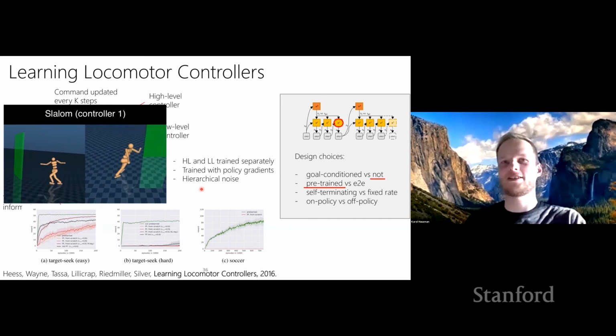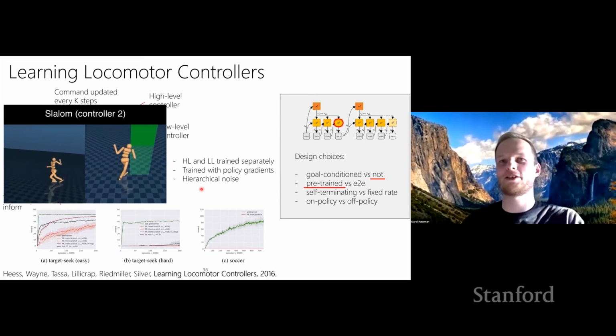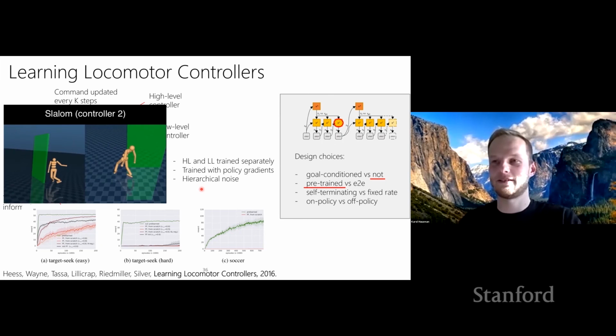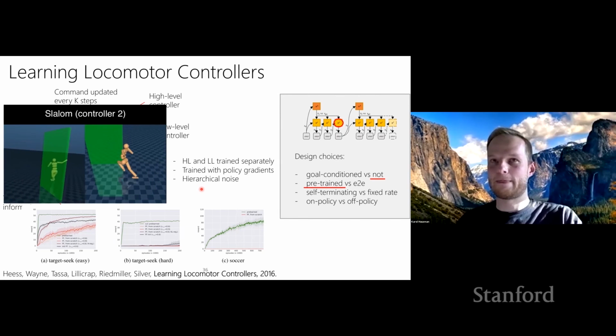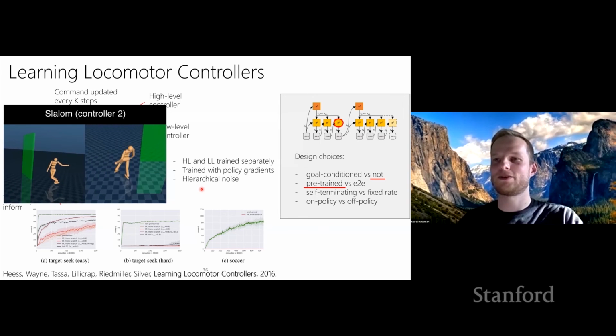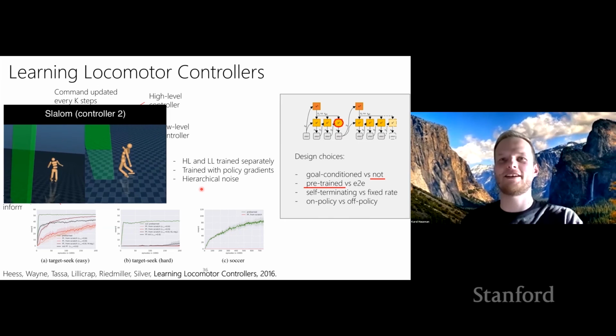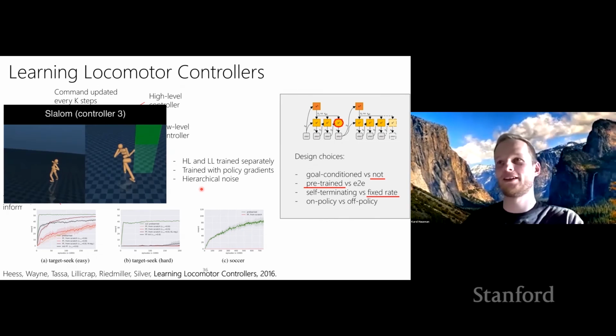All right, next question. Is the low-level policy self-terminating, or is it commanded at a fixed rate? Fixed rate, 2. There's some ones. Okay, yeah, it's commanded at a fixed rate. We talked about k equal to 2 for that specific diagram.